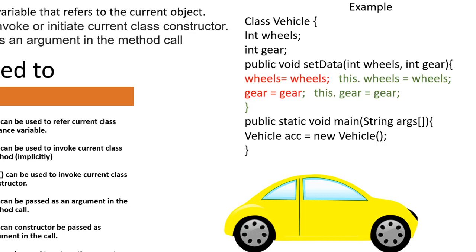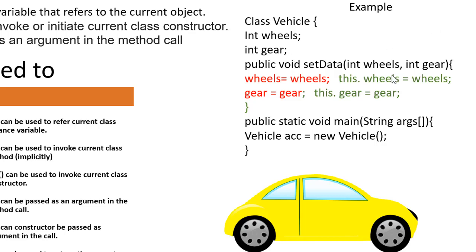So what is happening here, if you see, we have some variables declared in the Vehicle class, wheels and gear. Similarly, we have a method setData which is passing the variables because we need to set them in the database. So we need to get the arguments too. And we have assigned the same variable.